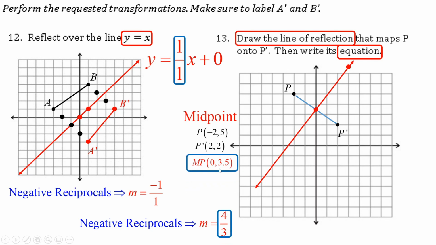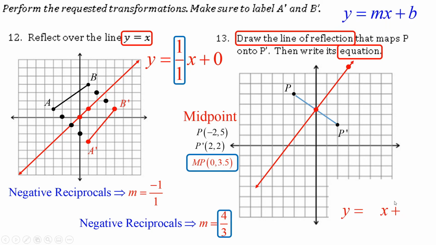Okay, so now let's come up with the equation. With this point and this slope, with this point being a y-intercept, we're just going to use y equals mx plus b this time. So y equals, and we decided our slope was 4/3 x plus, and our b is that 3.5 right there. And there it is.